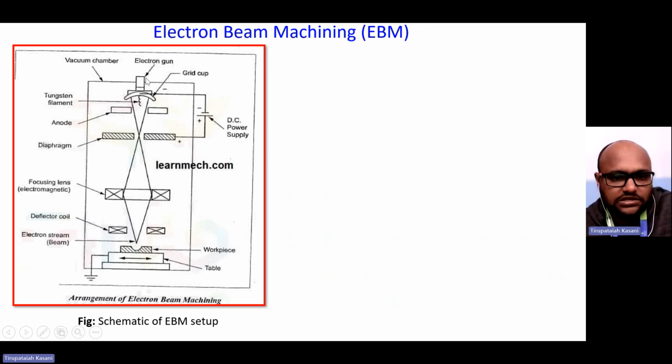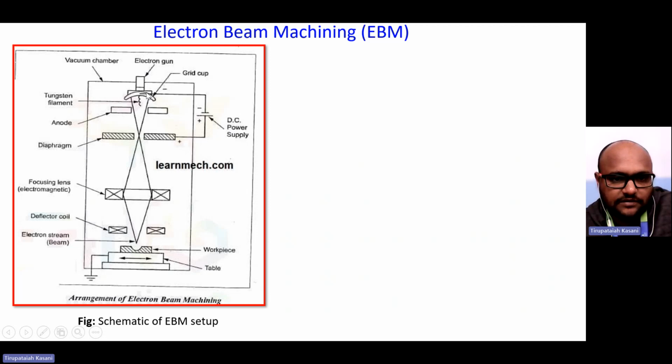Generally, there is a tungsten filament inside this. This is the tungsten filament, from which the high speed electrons are ejected when the high voltage is supplied. And this is the grid. Here, this is the DC power supply. This is the diaphragm. This is the plus and the negative. This is the electron gun. This is the negative and this is the positive. This is the power supply.